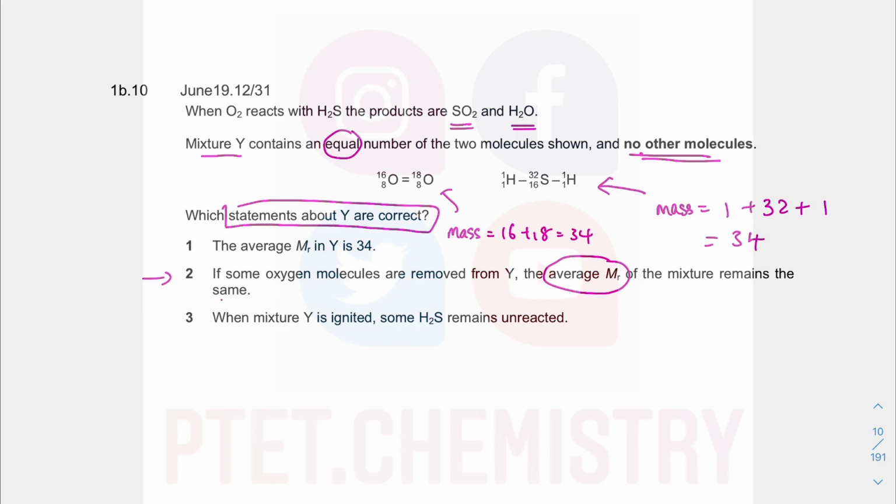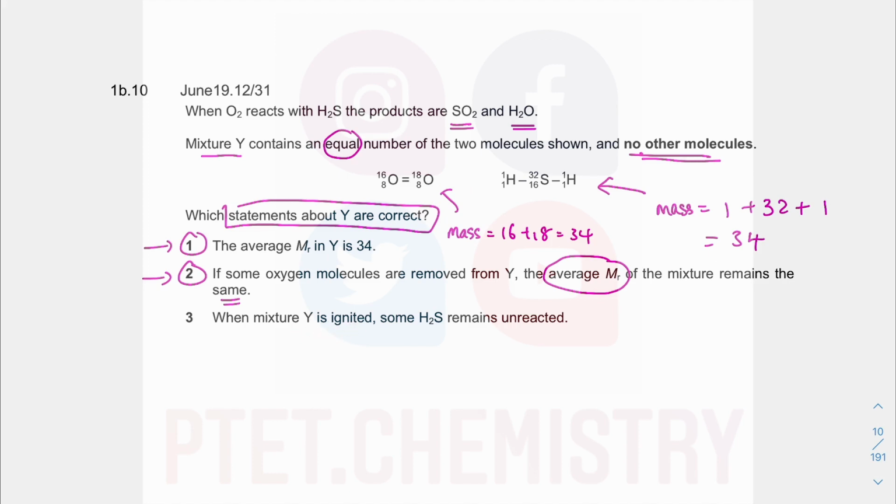So it makes sense that the average MR is still 34 because all of them have the same mass of 34. If you remove some, if you add some more, it's still going to be 34 because they have the same molecular mass. And of course the average MR is just 34 because everything is 34. Whether this or this, they both have the same molecular mass.